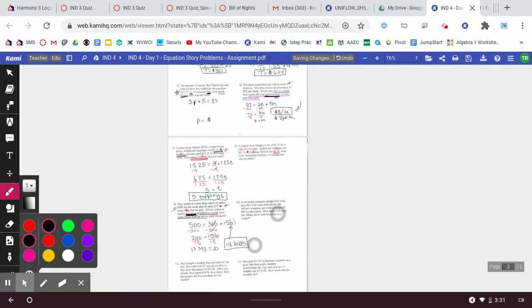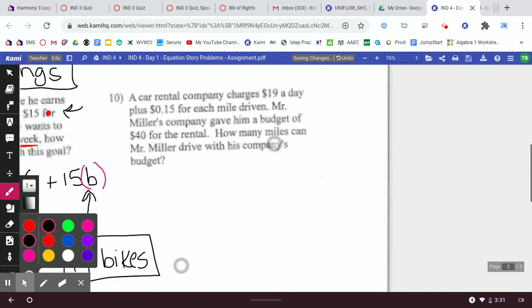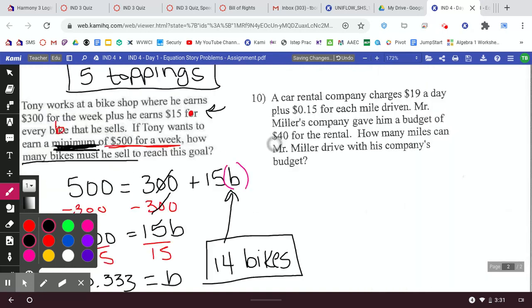Okay. All right. Let's set up number 10. A rental car company charges $19 a day plus 15 cents for each mile or per mile. So that should tell us that for each mile, that's like per mile.